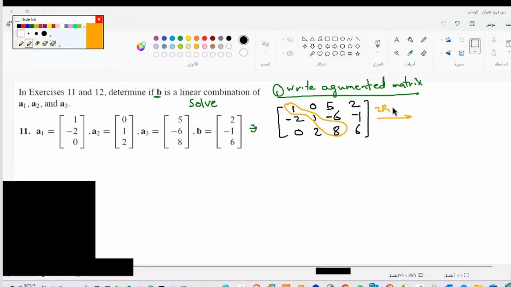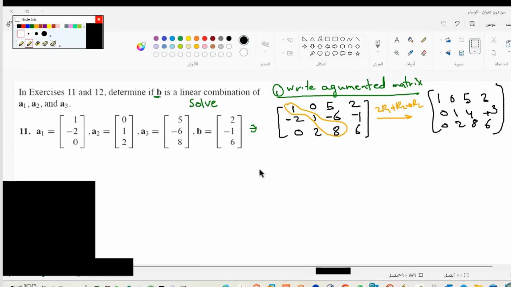2 R1 plus R2 in R2. It's 1, 0, 5, 2. 2 with minus 2 is 0. 2 with 0, 2 with 1 is 1. 2 with 5, it is 10, with minus 6 it is 4. 2 with 2 is 4, with minus 1 it's 3. If it's wrong, tell me, excuse me. No change here, 0, 2, 8, 6. Is it correct?